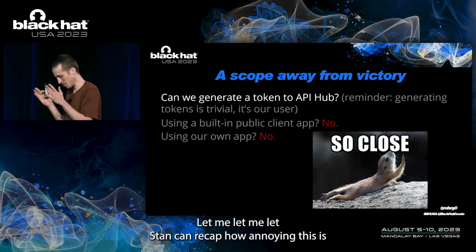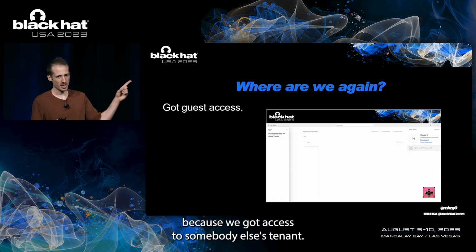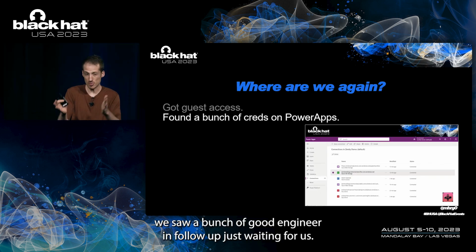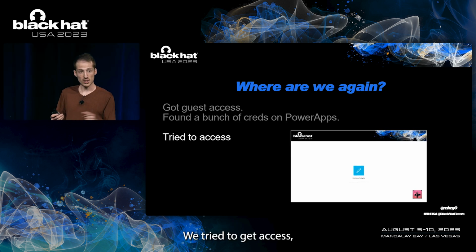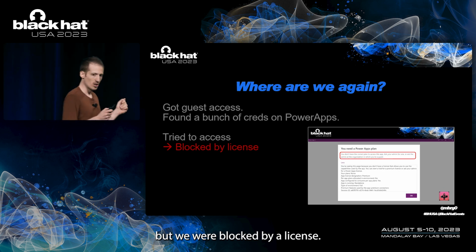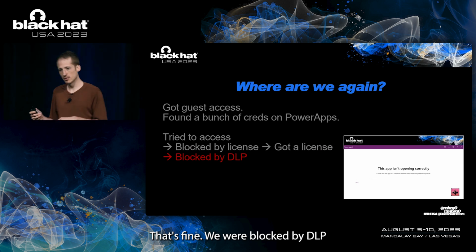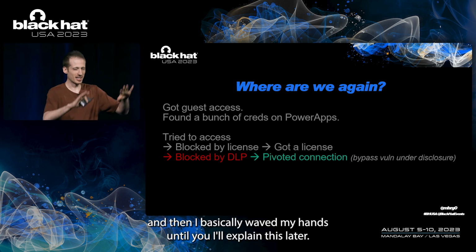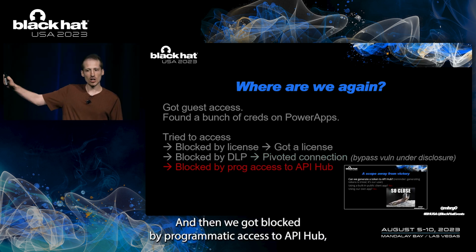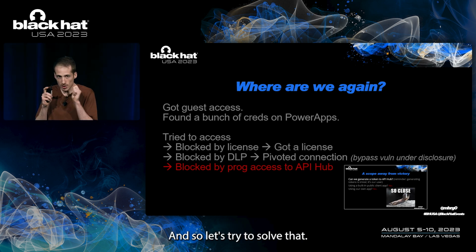Let's try and recap how annoying this is, because we got access to somebody else's tenant. We saw a bunch of credentials there in Power Automate just waiting for us. We tried to get access, but we were blocked by a license. So we just got a license. That's fine. We were blocked by DLP. And then I basically waved my hands and told you I'll explain this later. And then we get blocked by programmatic access to API Hub. So we are not able to generate the right token. And so let's try to solve that.